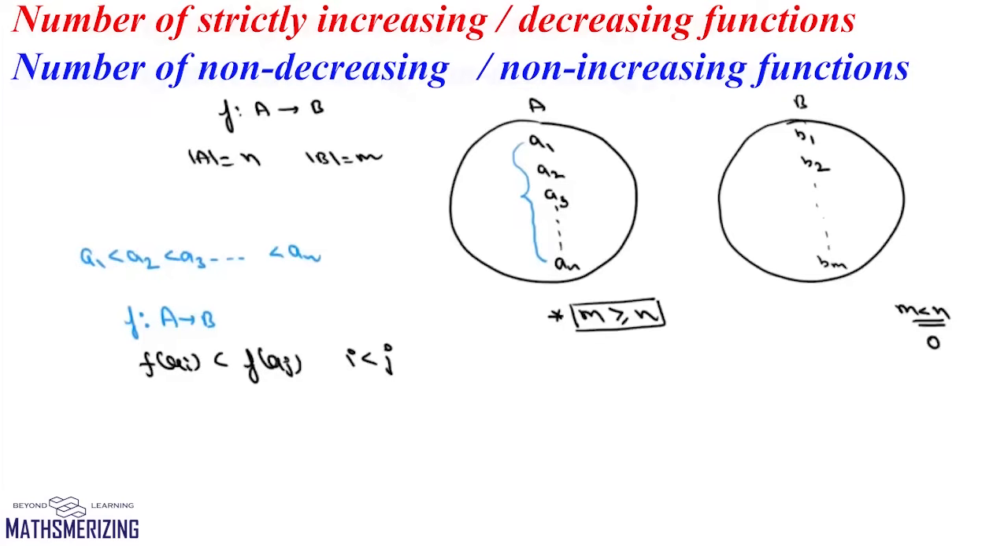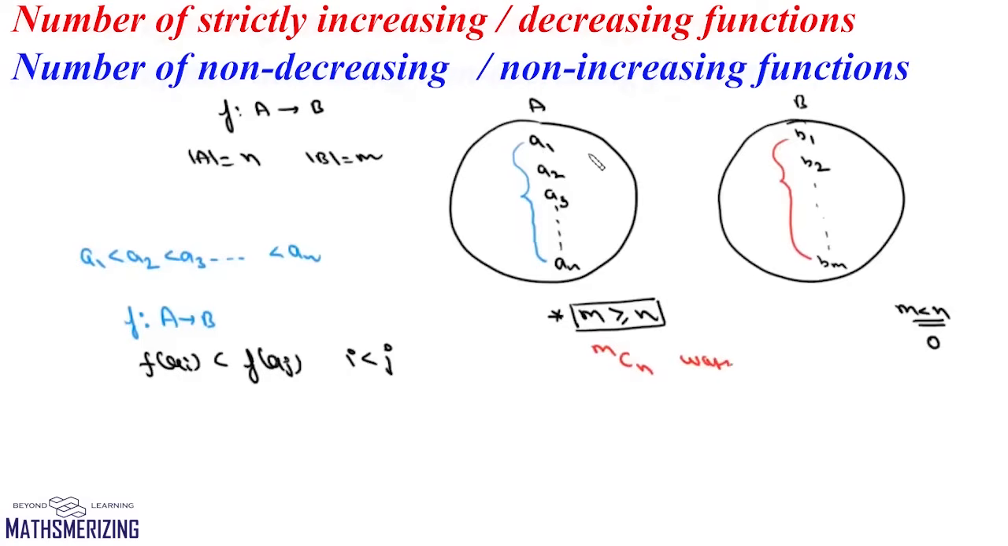Now since it is a 1-1 function, from these m elements, we have to select n elements so that we can get an image for each element. Now n elements from m can be selected in mCn ways. So now we have n elements in A and we have n elements in B.